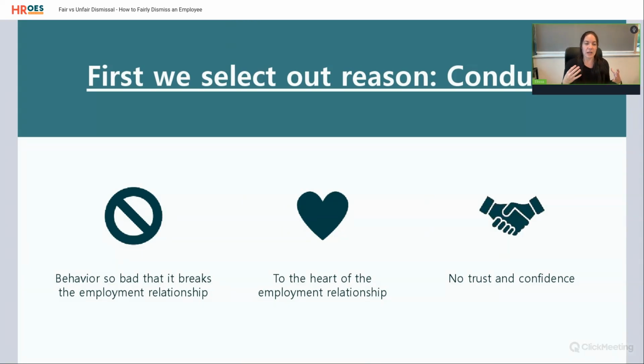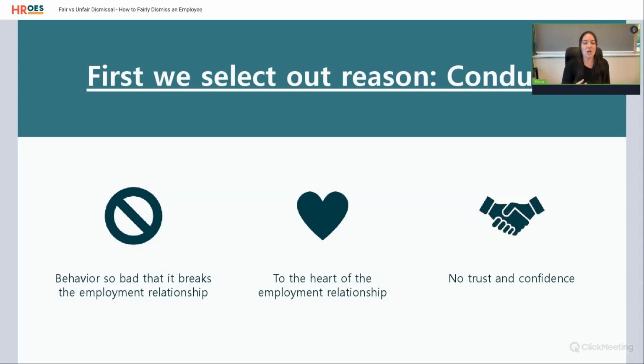And this is where we are looking at behaviour that is so bad that it breaks the employment relationship. So where the situation has gone to the very heart of an employment relationship and we have got no trust and confidence. Now, when we're talking about gross misconduct, this is the sort of behaviour that we are talking about. This behaviour that is so very bad that we don't think that a situation can continue with someone continuing in their employment.